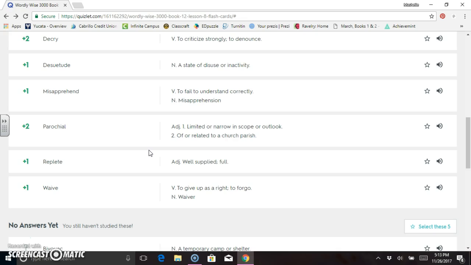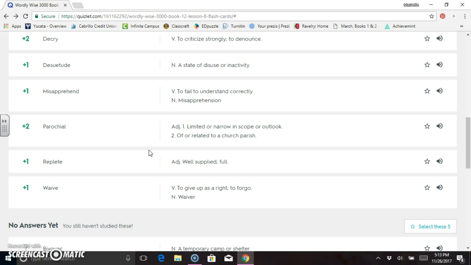The next word we have is replete. It's an adjective, well supplied and full. So when someone just goes grocery shopping, their refrigerator is replete. It's well supplied, it's full. Their pantry is replete. At the beginning of the school year, your school supplies, because you've just purchased them, are replete. They're well supplied.